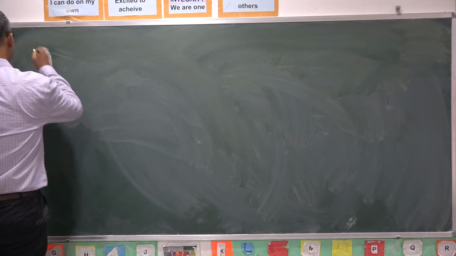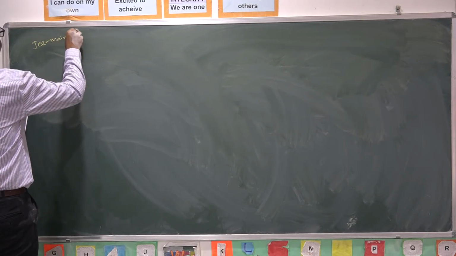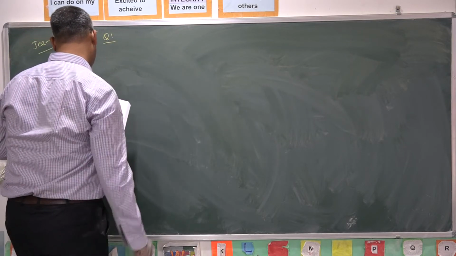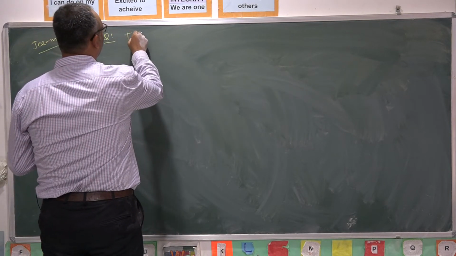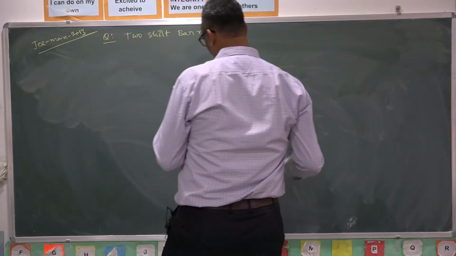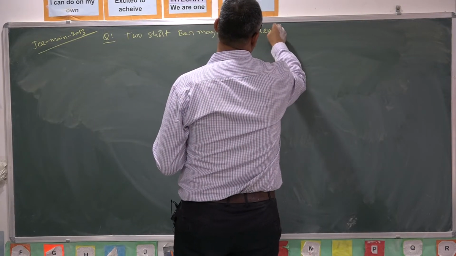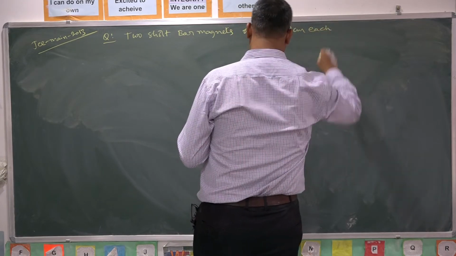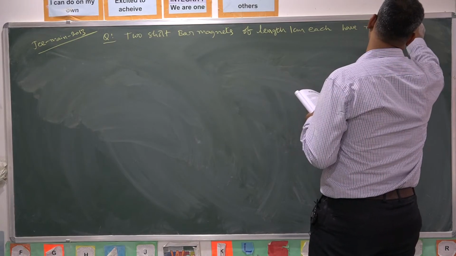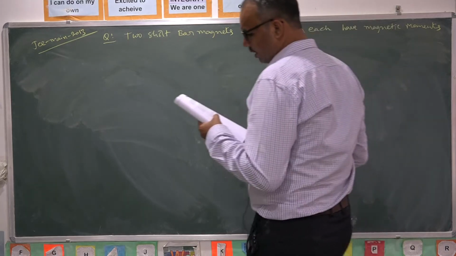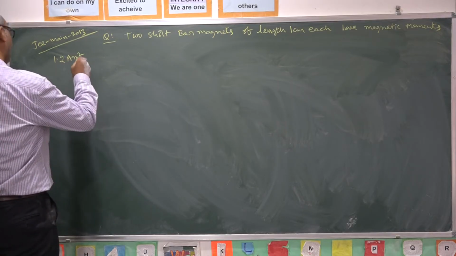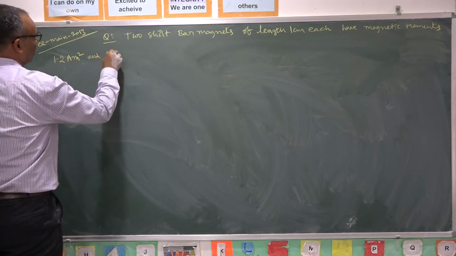Next question. JEE Mains 2013. The question says, two short bar magnets of length 1 centimeter each have magnetic moments 1.2 ampere meter square and 1 ampere meter square.